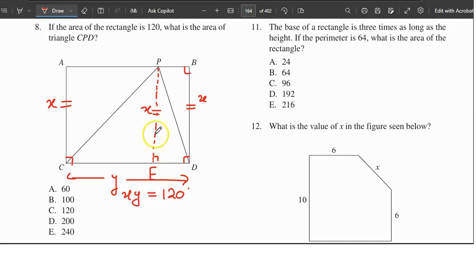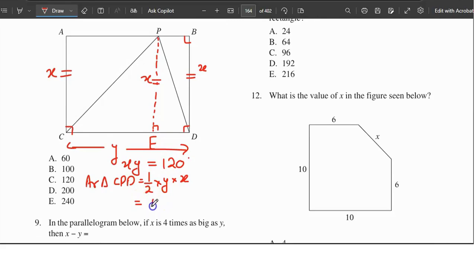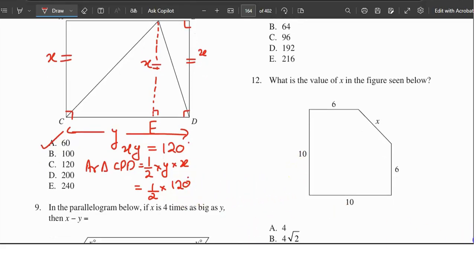Now this is the trick part. If you want the area of this triangle, it's just half into base into height. So area of triangle CPD is equals to half into base is y into height is x. So area will be half into xy. So that's basically equal to half into xy is 120. So half into 120, that should be 60. I've written degree here, sorry, units. So this would be 60 units. Triangle will be 60 units. Simple reason, x into y is 120, then half into x into y will be half into 120. That is 60.